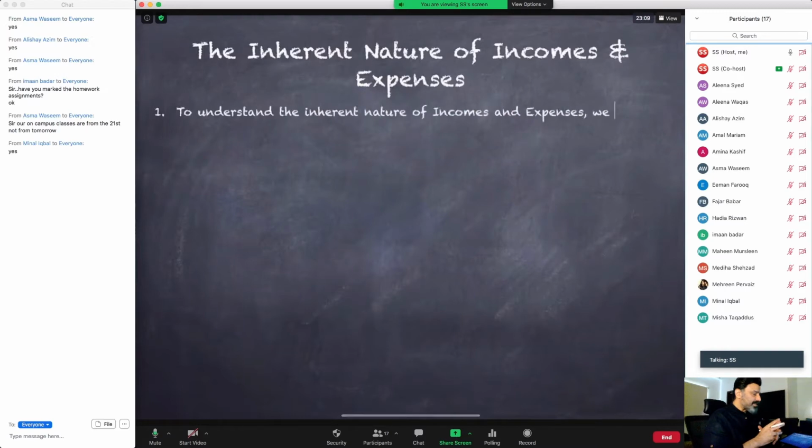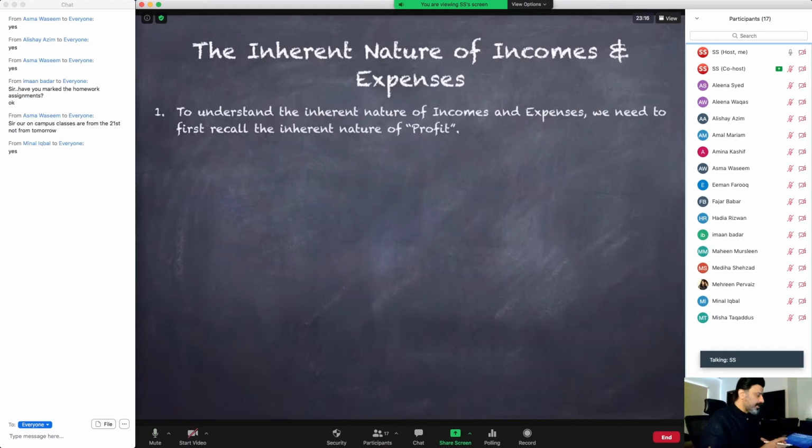A few points that you need to understand. I'll show these points one by one on the screen, and we will discuss them. And then, if you have any issues, leave a red cross on the participants window. So to understand the inherent nature of incomes and expenses, that's our first point, we need to first recall the inherent nature of profit. And from the previous slide, we know that profit carries an inherent nature of credit, right?